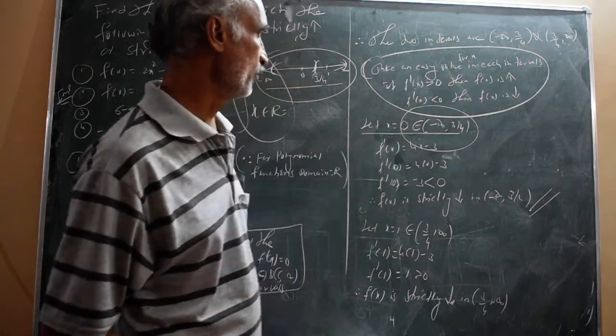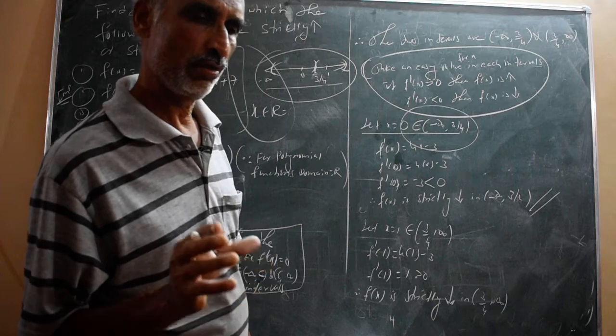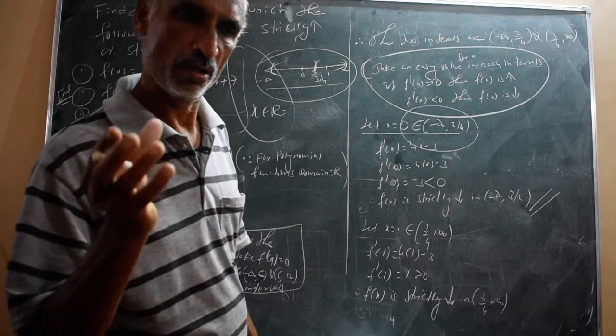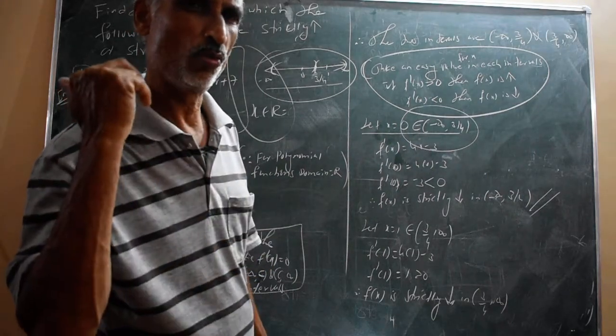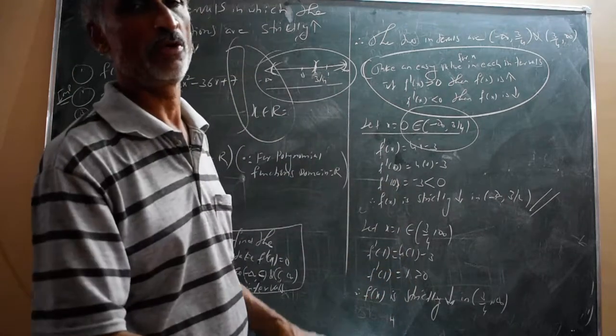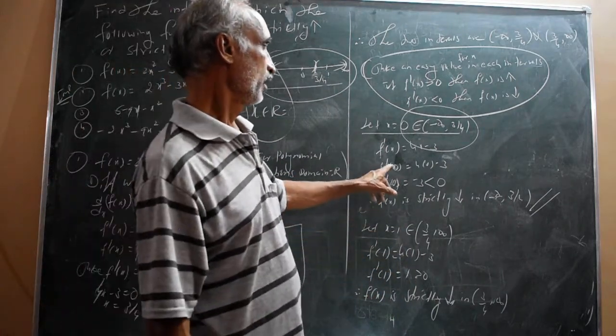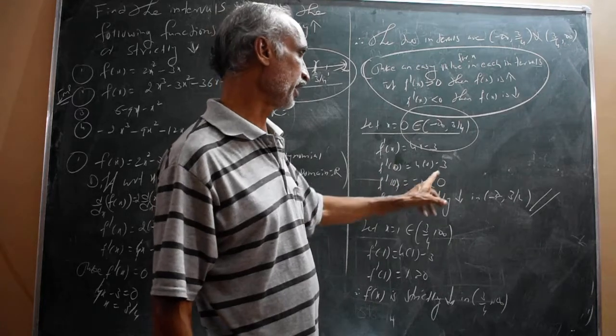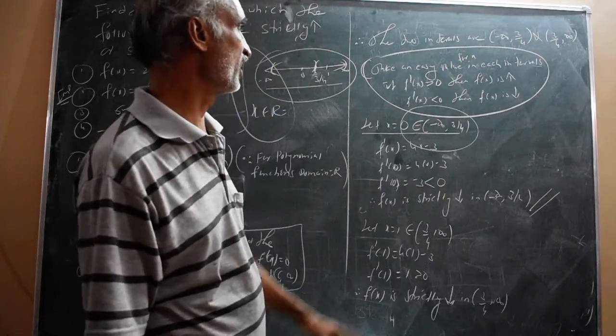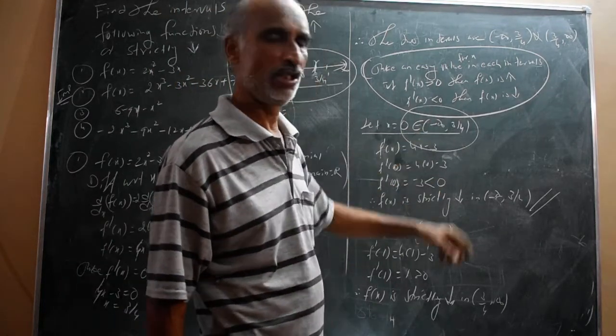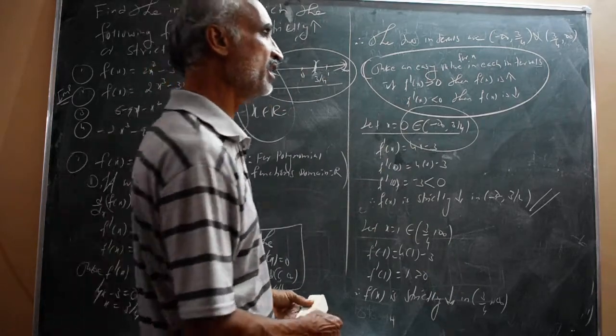Interval means whatever values are there in the interval, those values will be assumed by x. X takes the values in the interval. Therefore, f dash of 0 is minus 3, negative. It means f of x is strictly decreasing in minus infinity to 3 by 4. Decreasing interval, I got it.